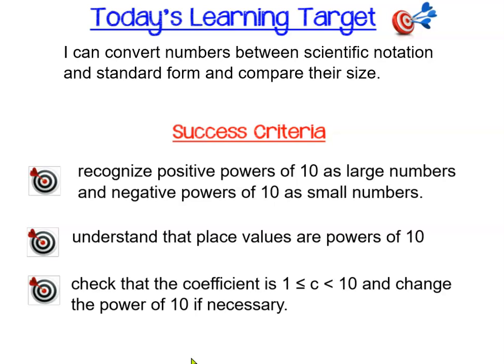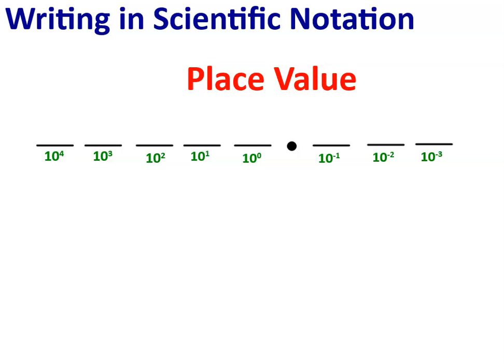You also need to understand that the place values represent the powers of 10. And finally, you'll need to check that your coefficient is between 1 and 10. It can be equal to 1, but it must be less than 10. It has to have a single digit in front of the decimal when writing in scientific notation. And you need to recognize that sometimes that means you need to change the coefficient and the power in order to be properly written in scientific notation. All right, let's get started.